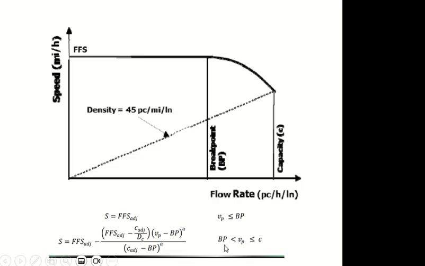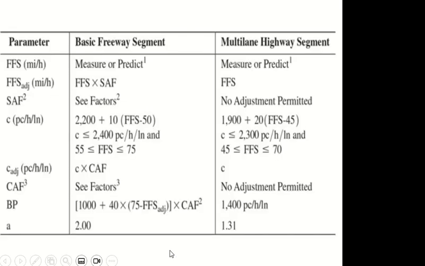So flow rate can move from 0 up to capacity. From 0 to breakpoint, speed equals free flow speed. After breakpoint till capacity, this scary equation. Now, the things which were written in the equations, the first thing is free flow speed. We know how to measure the free flow speed. We do spot speed studies for that. For freeways, you may have to adjust the free flow speed.